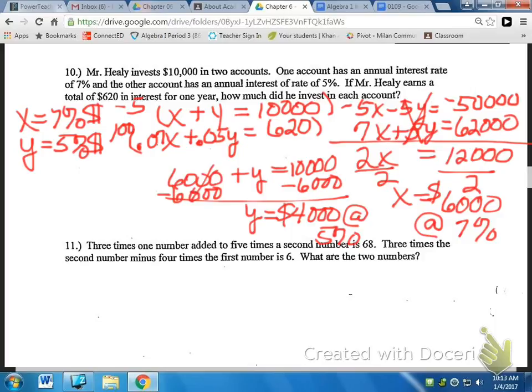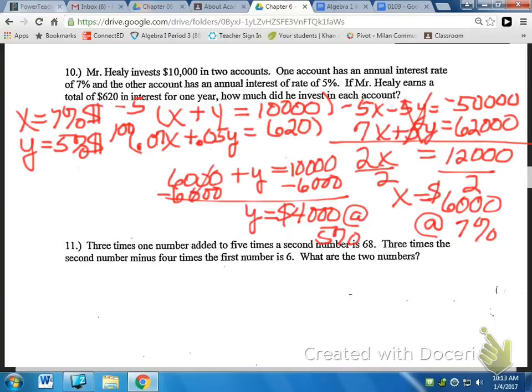Questions about that? Tora? If you had 620 in the original equation, how did you get 62,000? We're taking that whole equation times 100. And we do that so that the 0.07 becomes a whole number. So 620 times 100, you'd add on 2 zeros, 62,000. Good question.